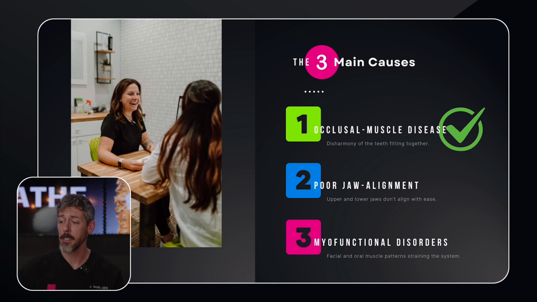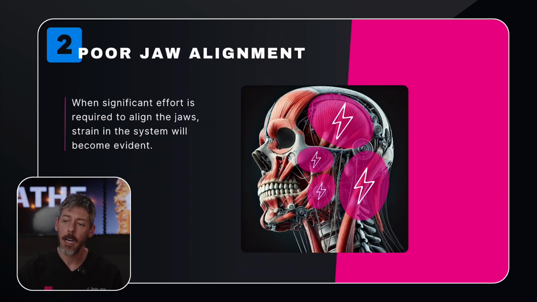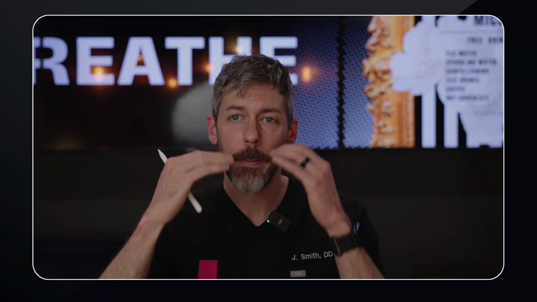All right, so that's occlusal muscle disease. Again, the most common thing I see, the most common thing I treat, and easy to do, but one of my favorite things. So we're going to move on now to poor jaw alignment, which is almost just like occlusal muscle disease, but even more severe, so to speak. So I like to read this: when significant effort is required to align the jaws, strain in the system will become evident. I talk to patients a lot about this.